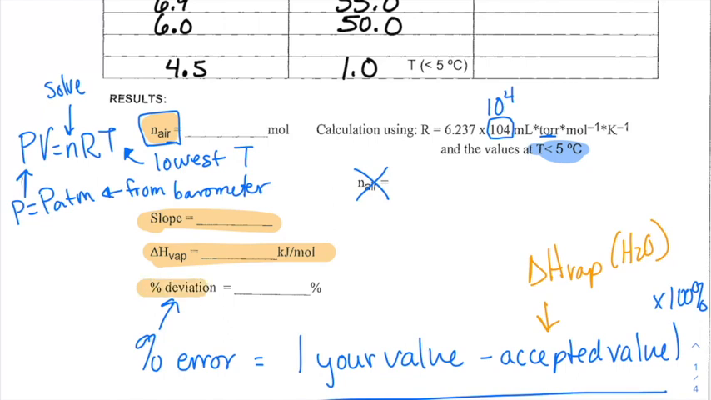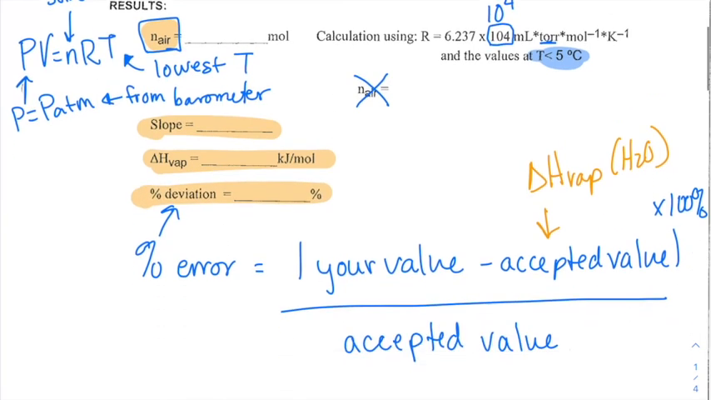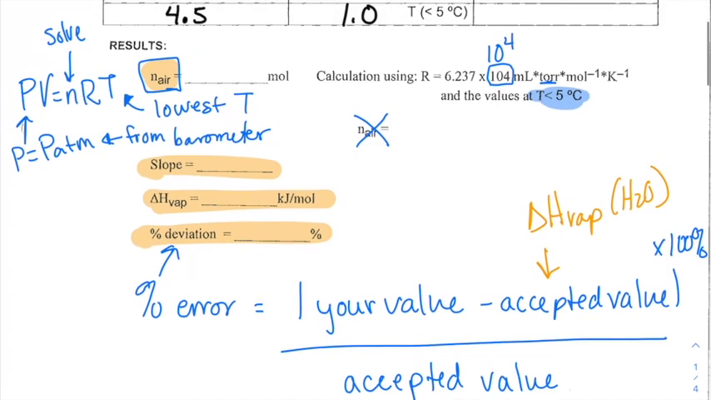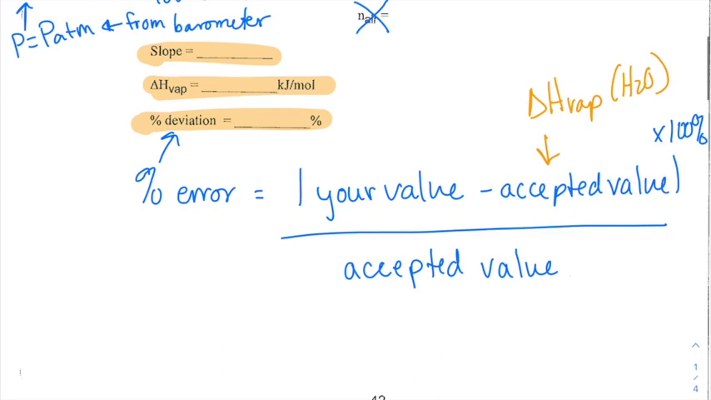do that. Percent deviation, this is your value minus the accepted value divided by the accepted value. Again, the video is going to take you through all of that. So let me just show you where you're going to get all of that from. It's going to be on our Canvas site.